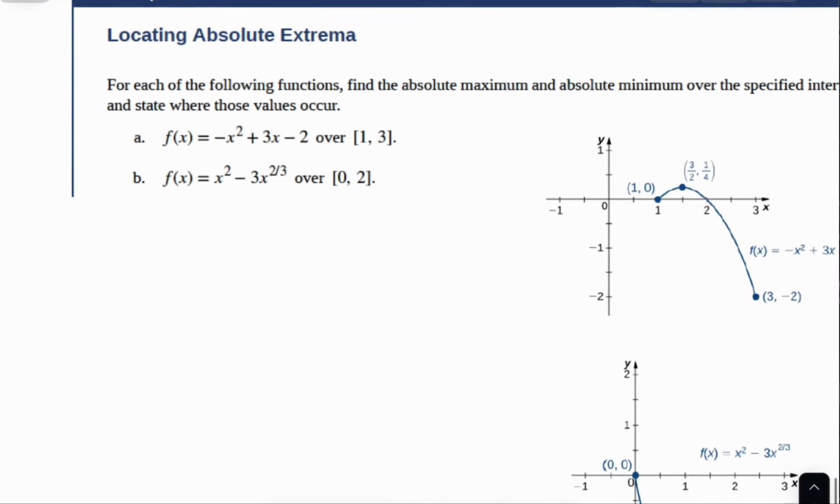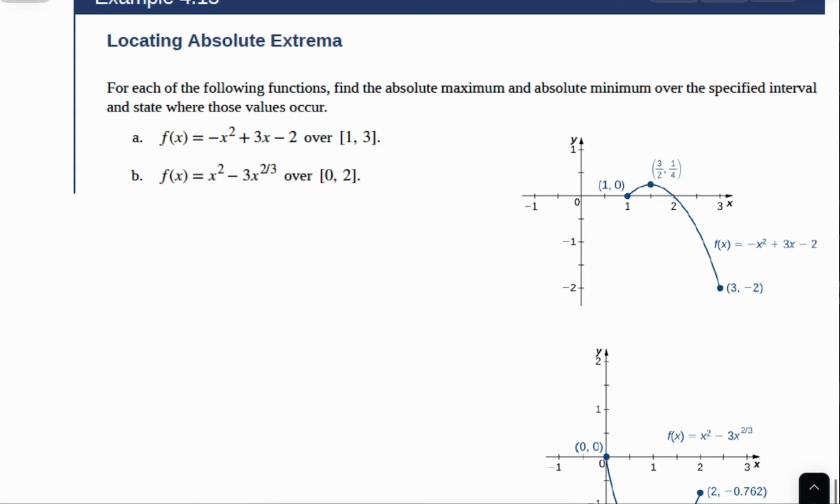So let's find the absolute max and min of a continuous function over an interval. So these are both continuous functions. There's nothing that's going to mess those up. We have an interval that's closed. Okay, so let's start with A.